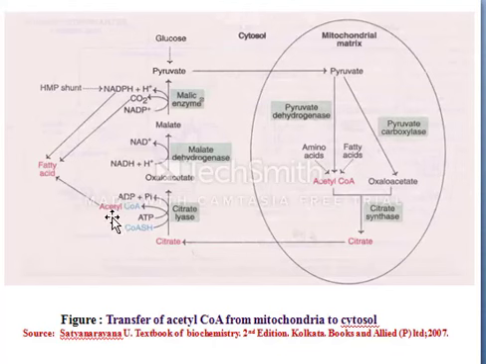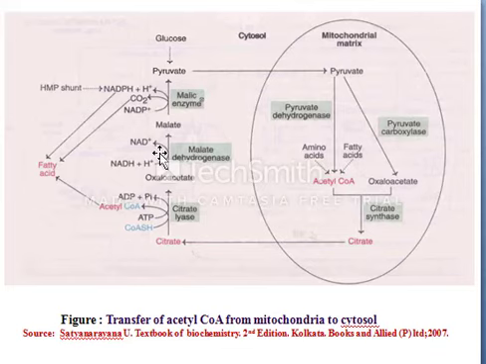So here is how the malic enzyme acts as a source. The malic enzyme converts malate to pyruvate. The NADPH and CO2 are generated in this reaction. Both of them are utilized for fatty acid synthesis.